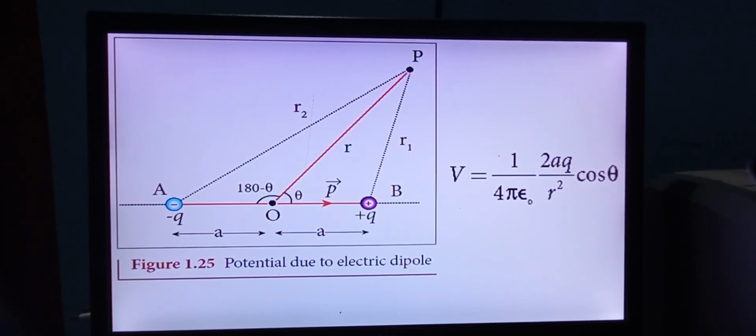And third, potential due to, that is, electric potential due to an electric dipole. So these are all very important questions. Look at the diagram and the formula. Potential V will be equal to 1 by 4 pi epsilon naught, 2aq by r square, cos theta. In this case, you have to write 3 cases: cos 0, cos 90 degree and cos 180 degree. If you draw this diagram and formula, you will get 2 marks.